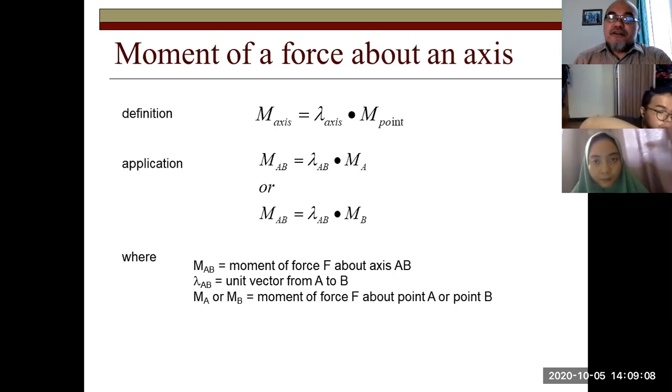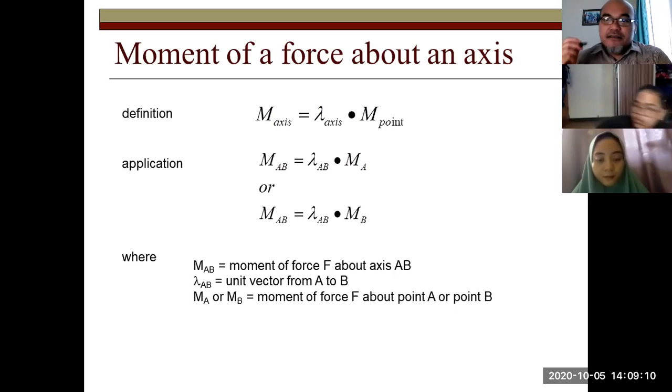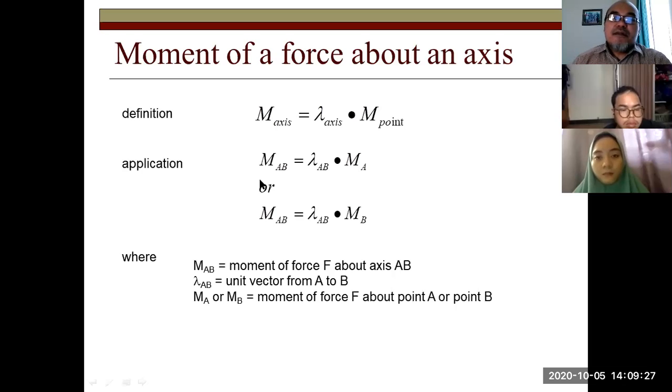In moment of a force about a point, the moment itself is a vector in three dimensions. But the moment of a force about an axis is a scalar. Why? Because by definition, it is the result of a dot product. A dot product of what? Moment about an axis is the dot product of the unit vector of that axis, from the beginning to the end.